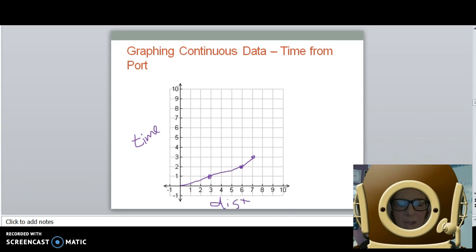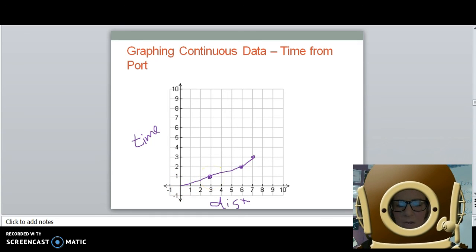I know Miss Frizzle might have one, but in reality, at some point, your submarine is continuously getting further and further away from the port. The submarine doesn't just jump from 0 to 300 feet just magically. So this is when you'd have a continuous domain.